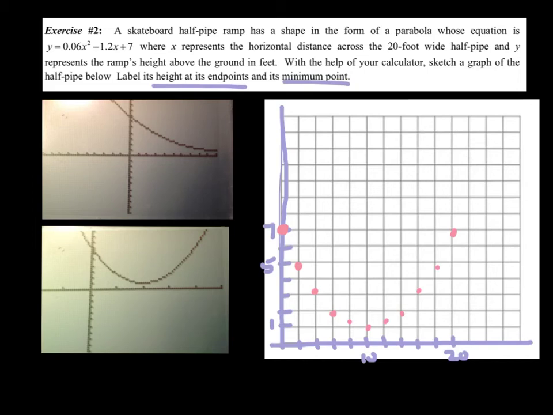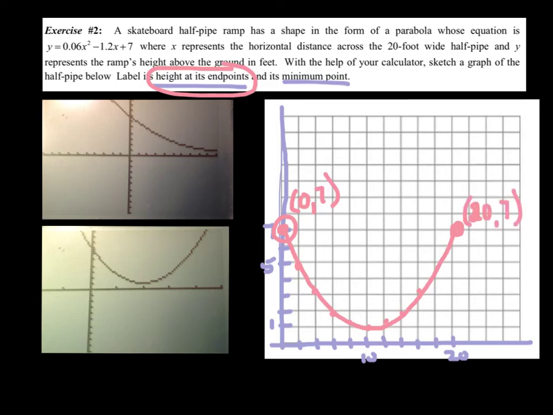So I plotted every other point. I plotted the 0, the 2, 4, 6, 8, etcetera, and I ended up with this nice parabola right here. They wanted me to label the heights at the endpoints. What I did is I went to my table, and the table said that when x was 0, the height was 7. And when x was 20, I just had to scroll down a little bit, the height was also 7.